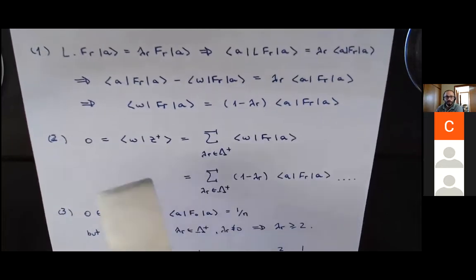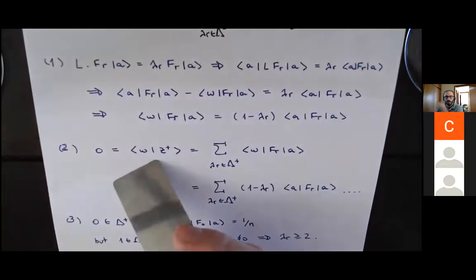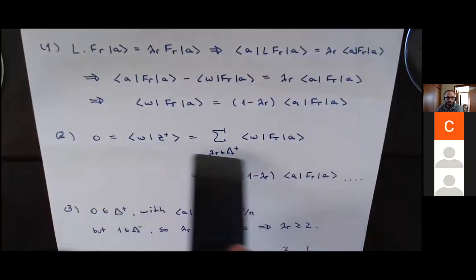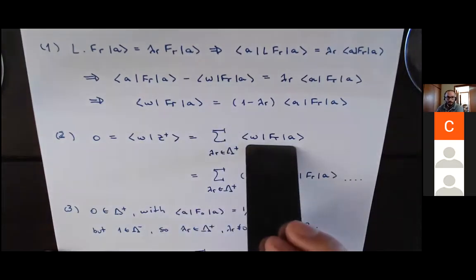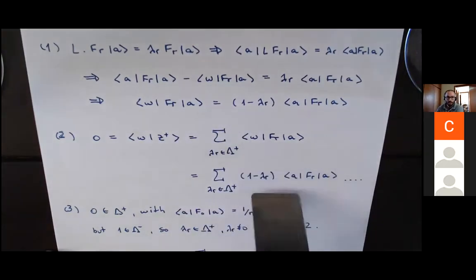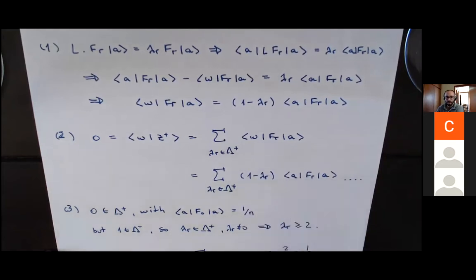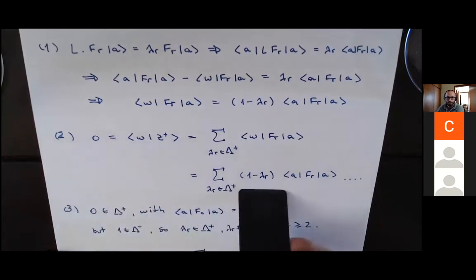Now, another thing is, because Z is a sum of ket A and ket B, the W-th entry of ket Z plus is 0. But ket Z plus is the sum over these projections. So I have this equality here. And now I'm using this equality to replace bra W F_R ket A by 1 minus lambda_R bra A F_R ket A. So I have that 0 is equal to this.